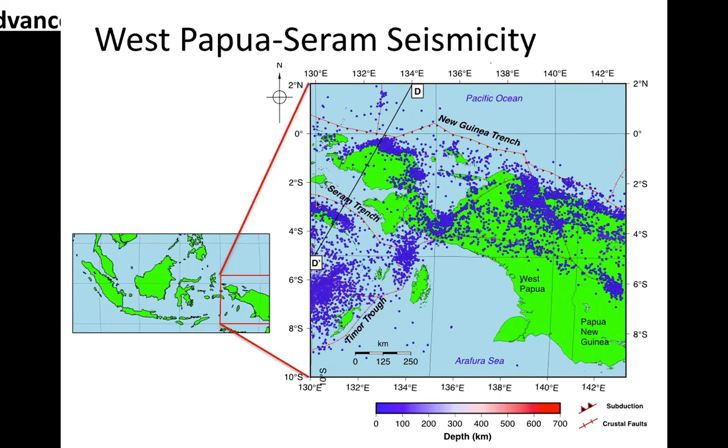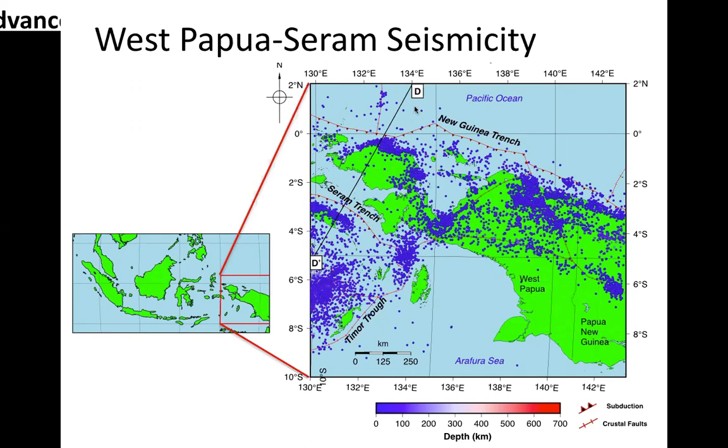And also, if we move farther to the southwest, there's another subduction zone denoted by plate boundaries called the Tsunami Trench, which is this curved area here, which is related to the collision between the Bird's Head microplate and the Banda Sea microplate here.